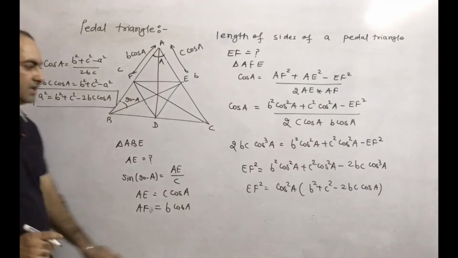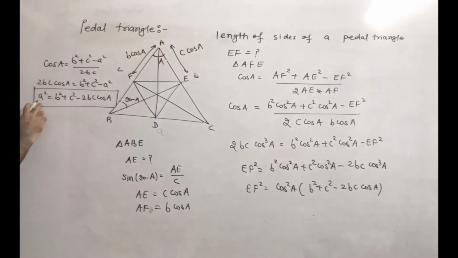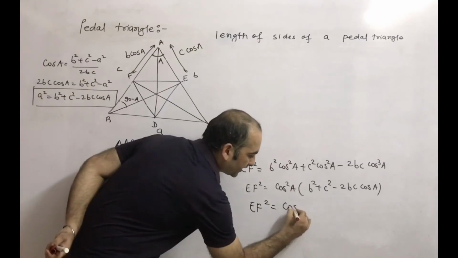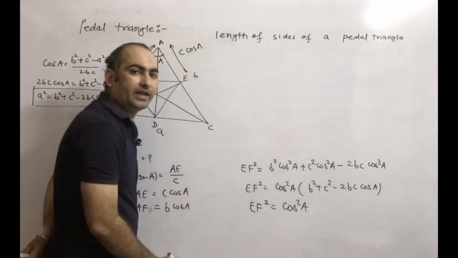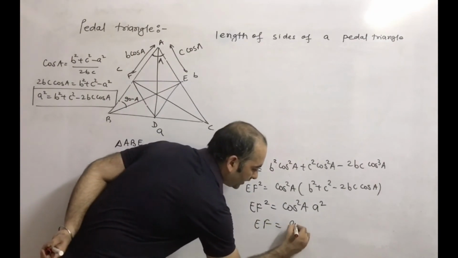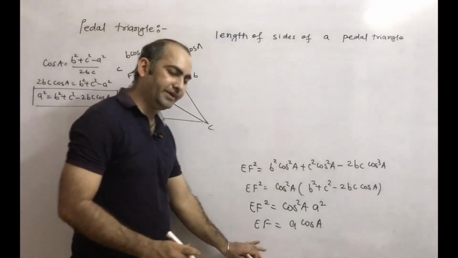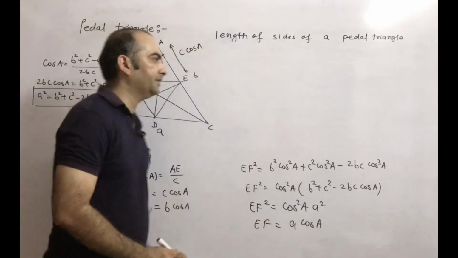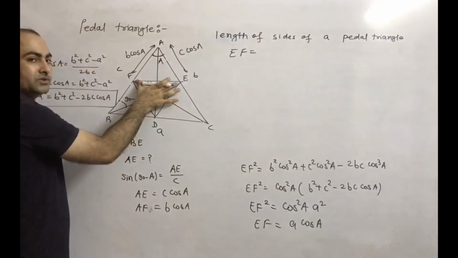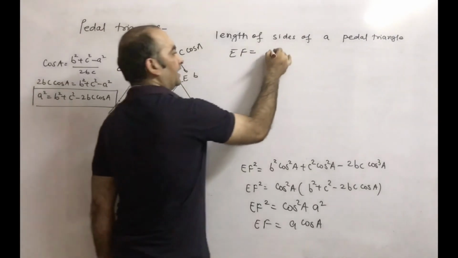That means b square plus c square minus 2bc cos A we can write as a square. So EF square equals cos square A times a square. So EF equals a cos A, because side a is always positive. We want EF, so EF is this side into cos of this angle, so a cos A.